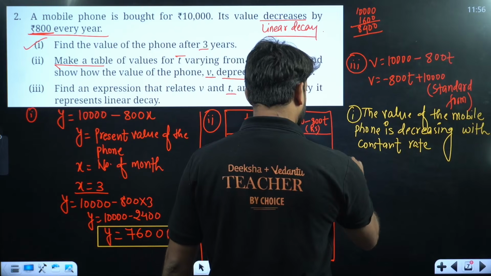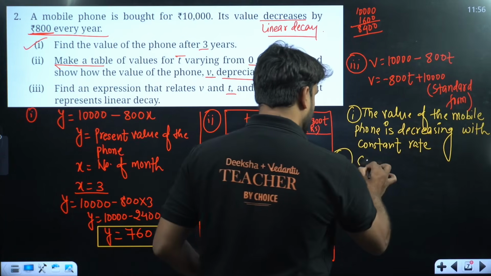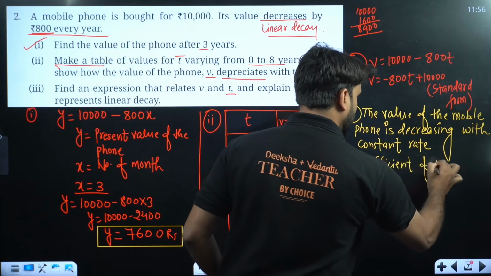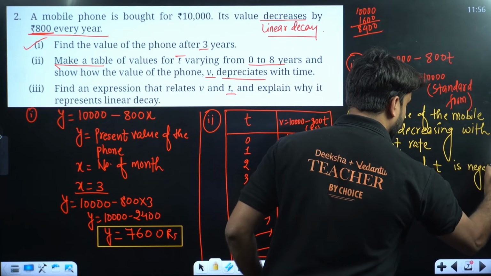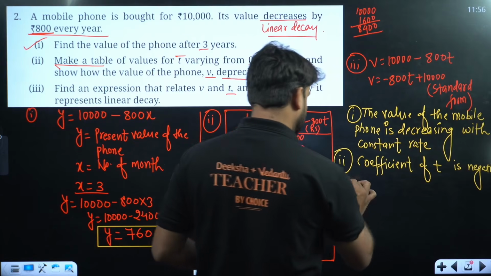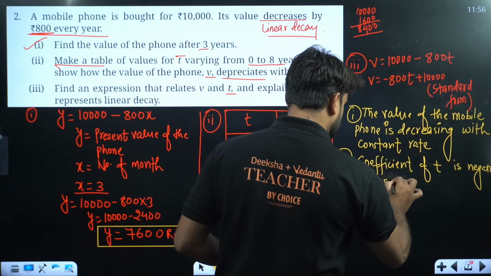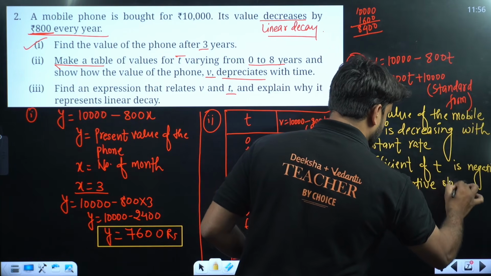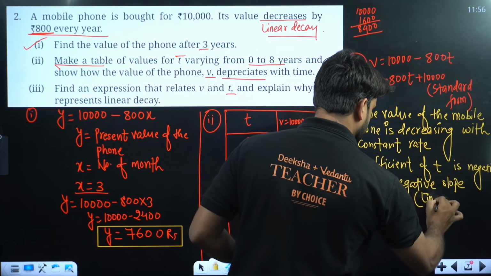And second is what? The coefficient of t. The coefficient of t is negative. And we all know if the coefficient of t is negative, it implies negative slope. And negative slope means what? Linear decay.